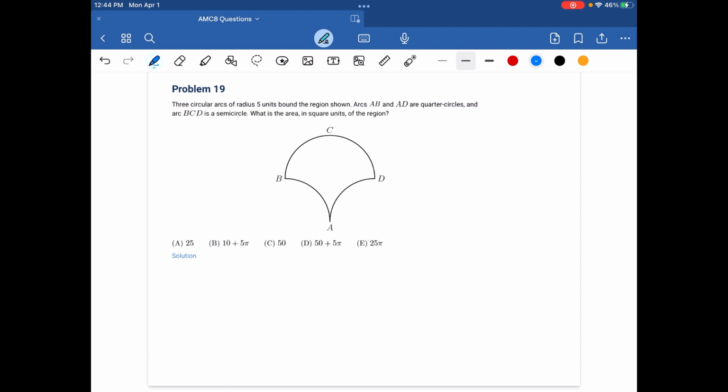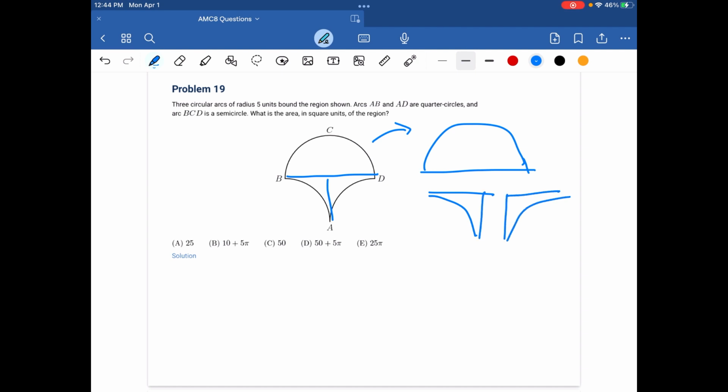What you can do, you can divide this into 3 parts, like this. Let me just redraw it over here. You can redraw it like this, and like this. Like this. Now what you can do, since all of these have the same radius, you can shift this one over here, and shift this one over here. So it becomes a rectangle.